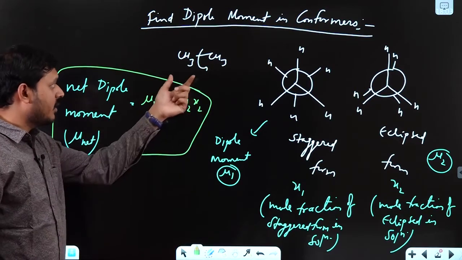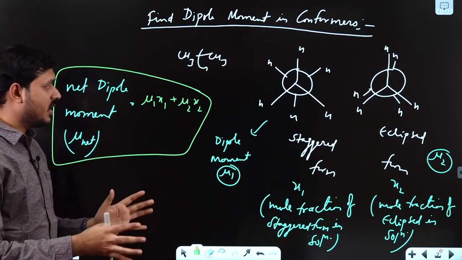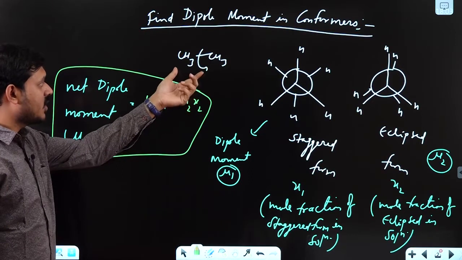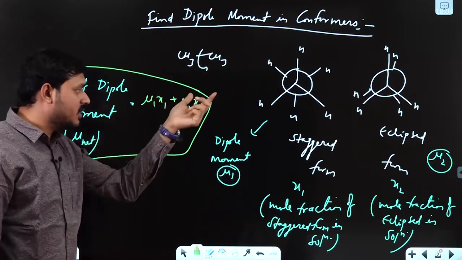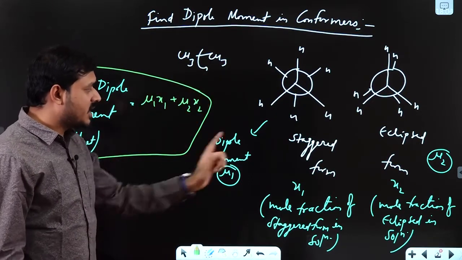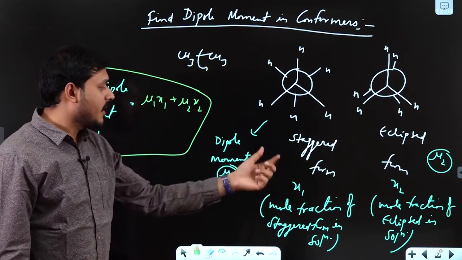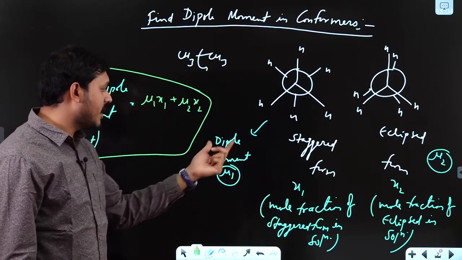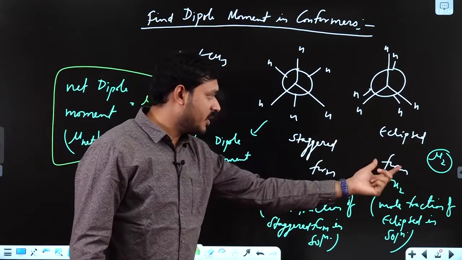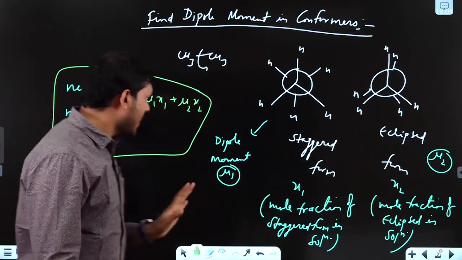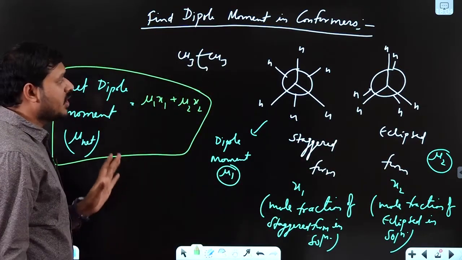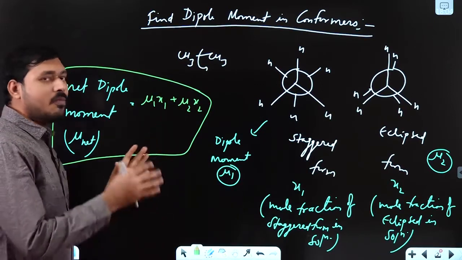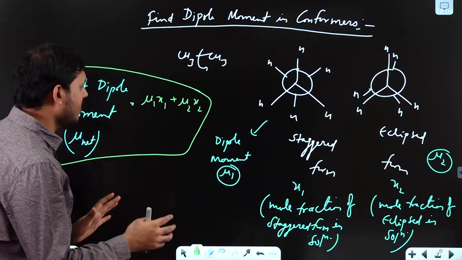If you are having any compound or a solution in which one compound is present, as per this example, ethane was given. Ethane solution is having staggered form as well as eclipsed form. This is having mole fraction x1 with dipole moment mu1. This is having dipole moment mu2 and mole fraction x2, right? So if suppose you are given net dipole moment of the compound, how will you find it?